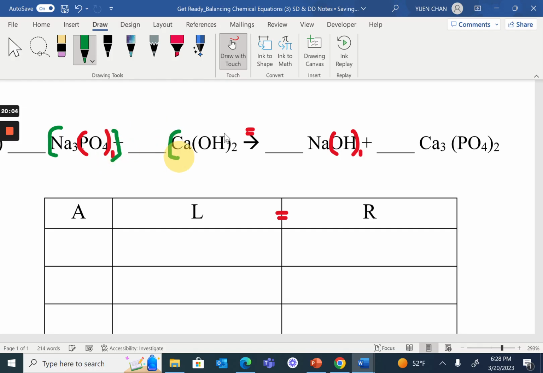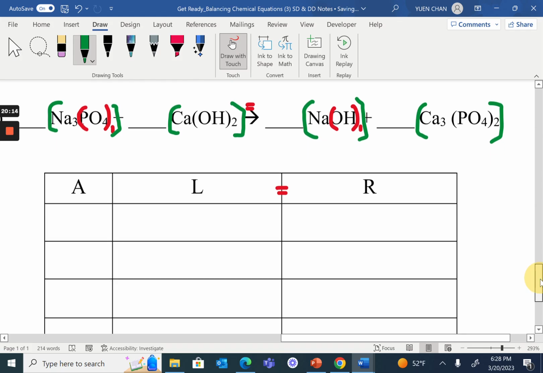I figured out that many people forgot to put a bracket and then they messed up every equation because they forgot to take care of everything. So make sure you put a bracket around to indicate that, okay, I have a compound.